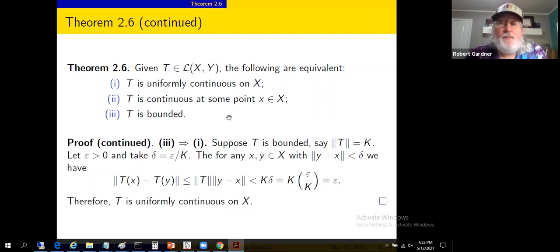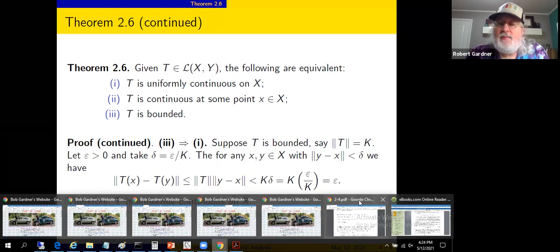So, really, the surprising one is piecing these together. Continuity at a point implies uniform continuity for linear operators. Continuity at a point implies boundedness. I mean, that's pretty weird too, if you think of it in terms of just ordinary functions of a real variable. Of course, there are unbounded continuous functions. But the fact that continuity at a point implies uniform continuity, I take as a little bit surprising. It's got to have something to do with the linearity.